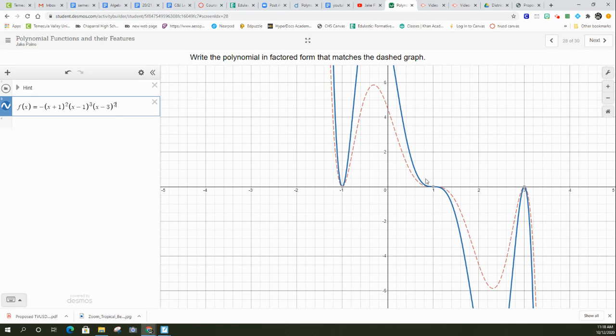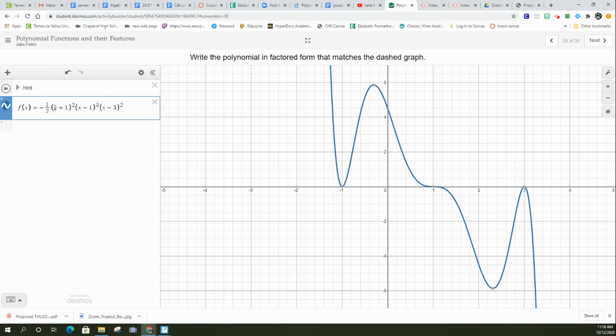And now my graph is too steep. So now I need to shorten it up. So let's just start with 1/2. And that happens to be it. All right, so that one had a lot going on, right? Points of inflection give you an odd exponent, okay? A bounce gives you an even exponent, right? Right end behavior going down gives you a negative leading coefficient.